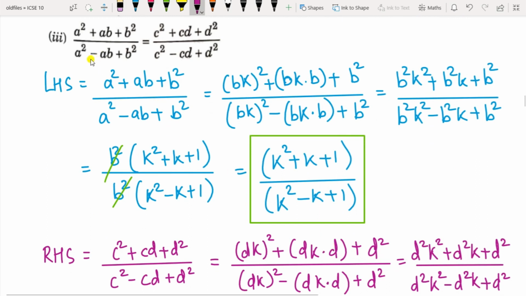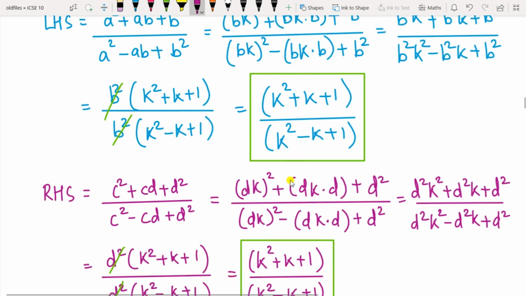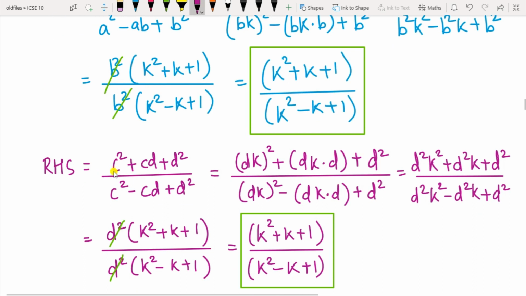So same question, this one LHS, place here it is a, so place bk in place of a, and you can solve this one by taking out b square common. You get this bracket here, b square will get cancelled, and this is your LHS. Similarly for RHS it is c, substitute value of c as dk here, take out d square common and d square will get cancelled, and this is your RHS. So LHS equal to RHS.